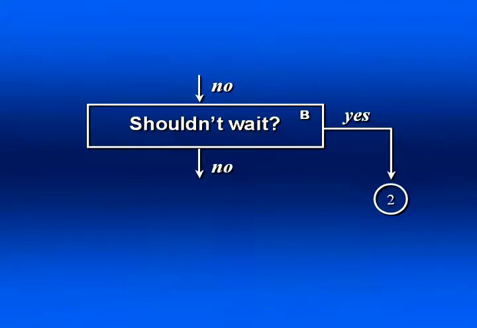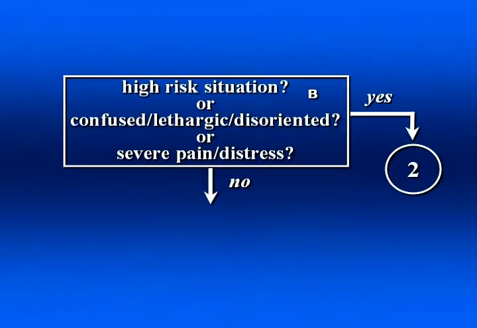Is this a patient who shouldn't wait? There are 3 questions that the triage nurse needs to use to identify the patient who meets ESI Level 2 criteria. Is this a high-risk situation? Is this patient newly confused, lethargic, or disoriented? Is this patient in severe pain, distress? Let's look at each of these questions in more detail.